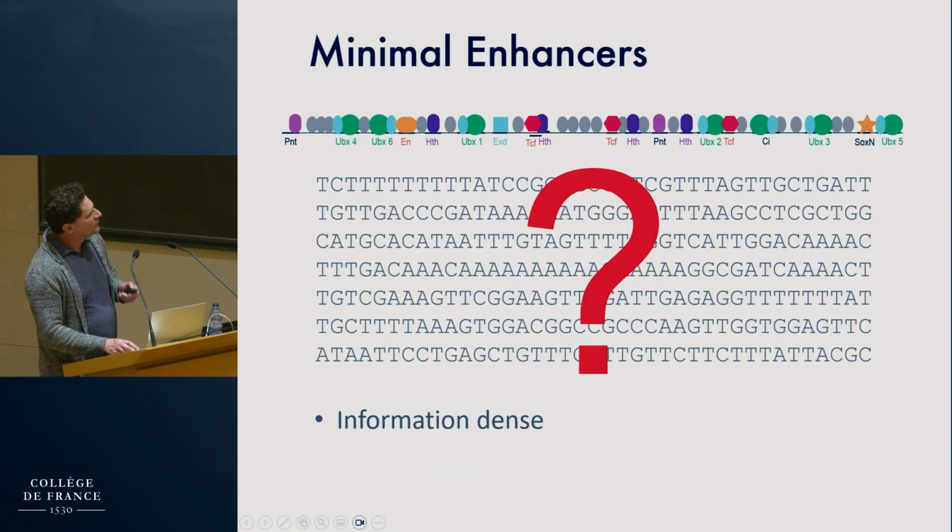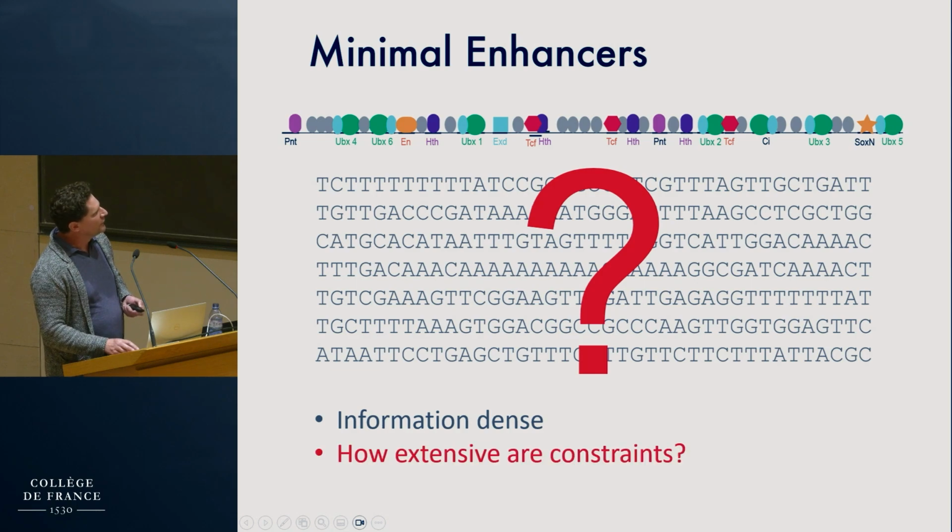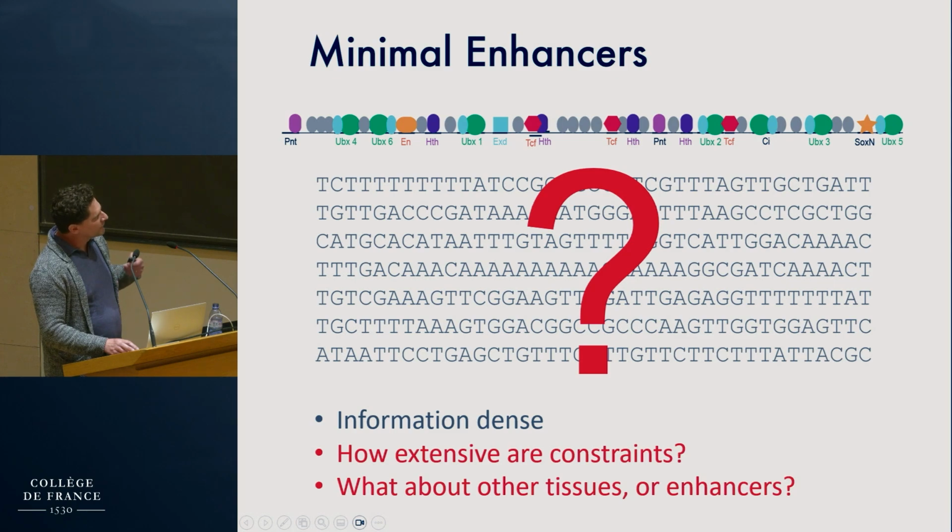So initially then, we knew going in this was very information dense, and we were curious whether maybe this is just this one weird enhancer, which oftentimes gets that question. So we were curious how extensive these constraints are, and what about other tissues or enhancers, right? So then we wanted to go out to other things at different aspects of development.